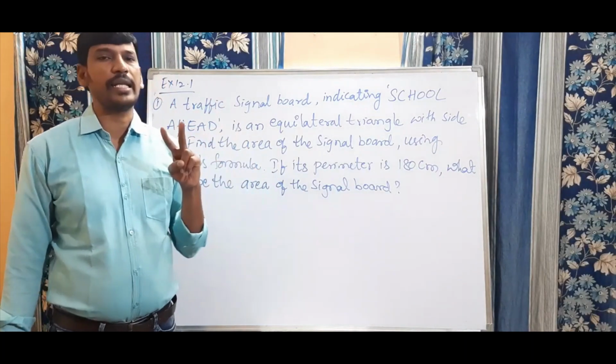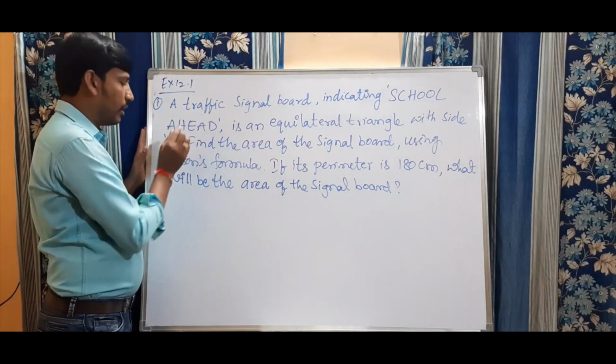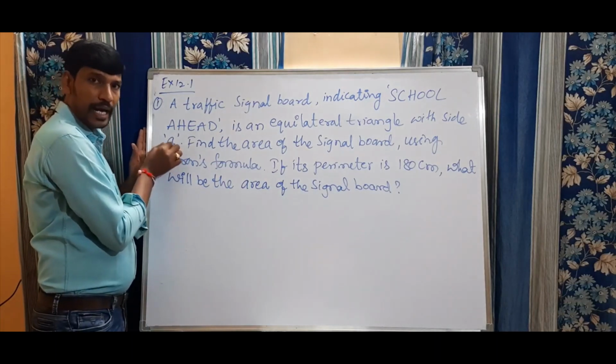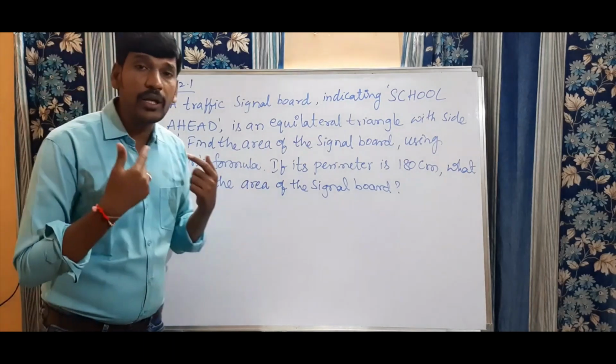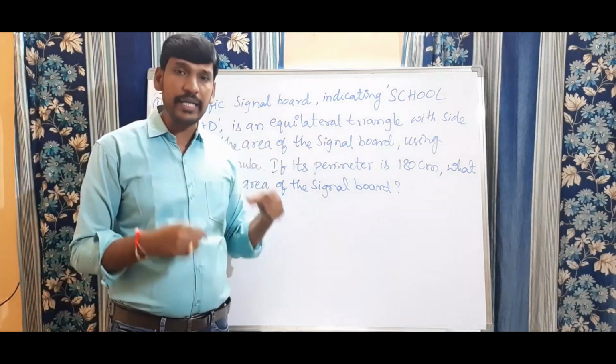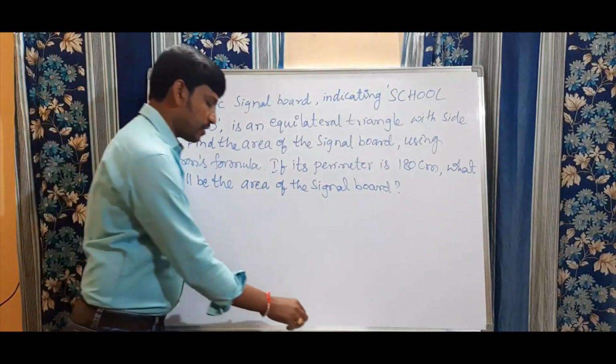There are two questions in this. First of all, we will find the area of the signal board by using side a and Heron's formula. And they give one more question: if the perimeter of the signal board is 180 centimeter, then what will be the area? Okay. Now see this here.